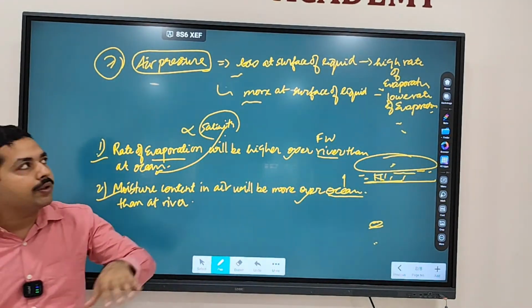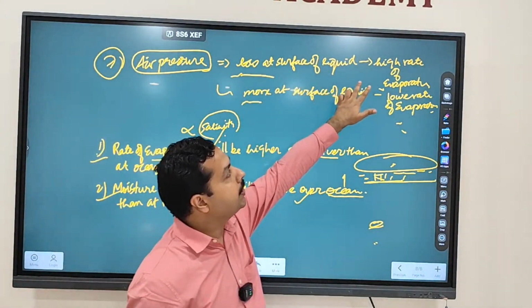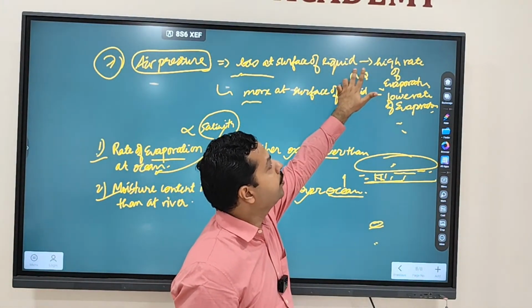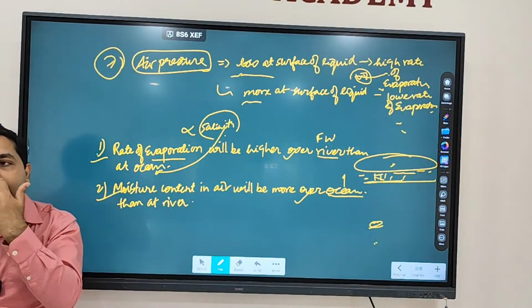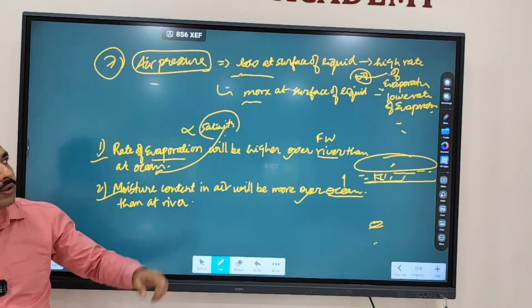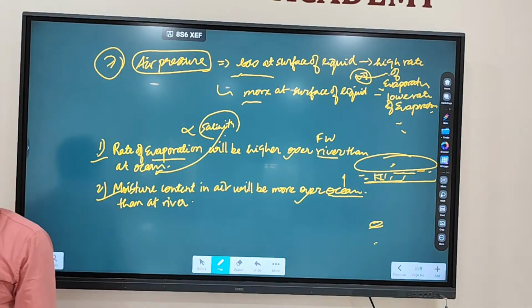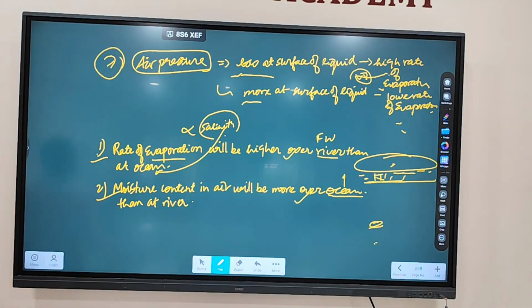So anything when you are heating, low pressure is going to be formed. Low pressure means what? Higher rate of evaporation. Anything when you are cooling down, high pressure is going to be formed. High pressure means what? Lower rate of evaporation is going to be there. So air pressure also determines whether evaporation is going to be higher or lower.